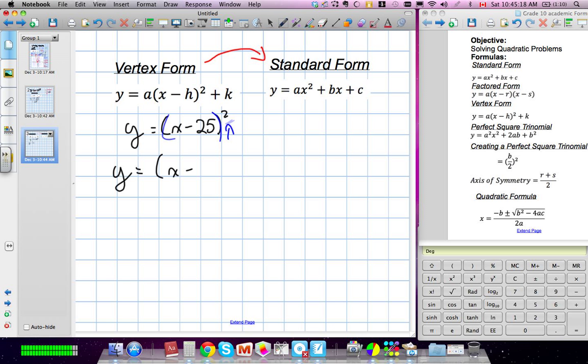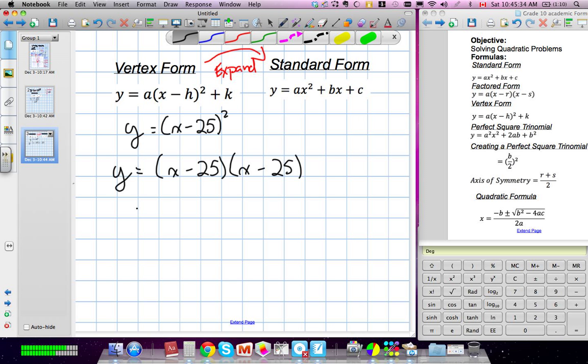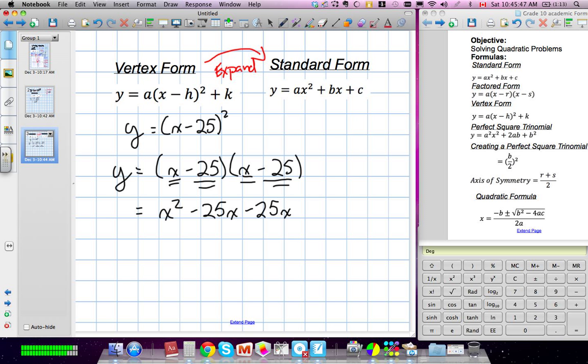So we would do our first terms, x times x, x squared. X times negative 25, negative 25x. And then 625. Plus 625, and the reason it's positive is because it's two negatives times each other. So do those two middle terms make negative 50x? That's exactly right. x squared minus 50x plus 625. And lo and behold, let's copy this and paste it here. We are in standard form. Didn't take very long, right?